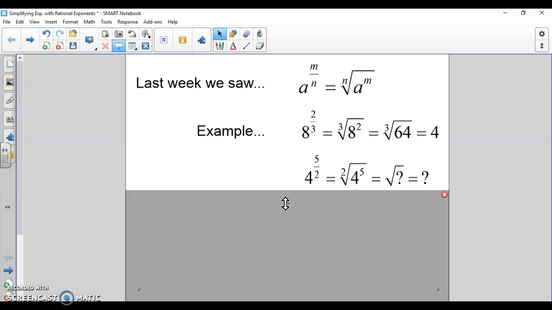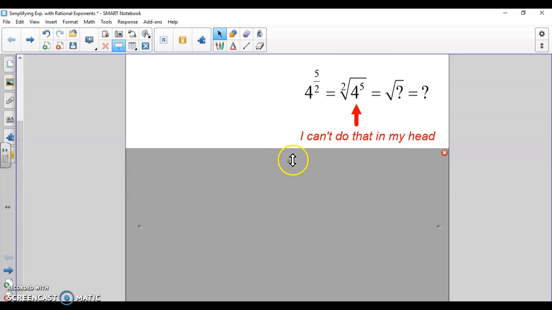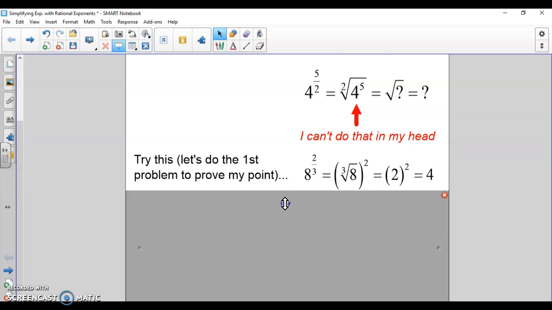Next example, 4 to the 5/2 means we take the square root of 4 to the 5th. Now, I'm not totally positive what 4 to the 5th is off the top of my head. So there is another way we can go about this that wasn't shown in the videos last week, but will be useful today. So let's try and do this from the first problem to prove my point.